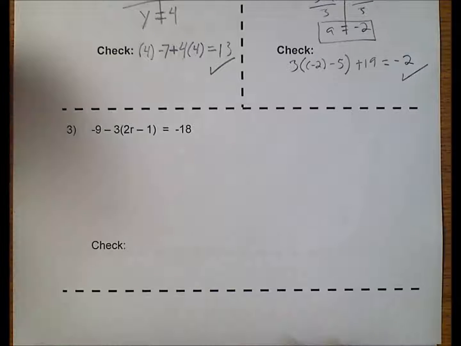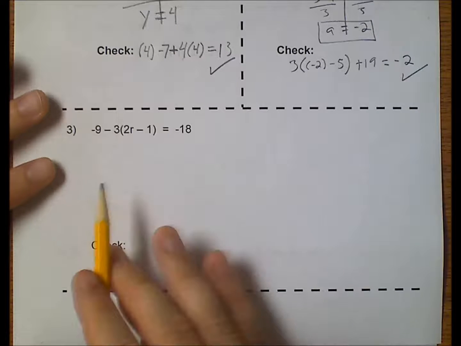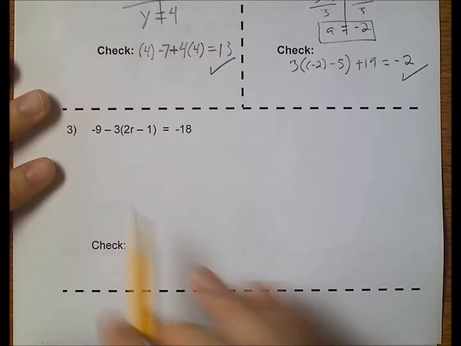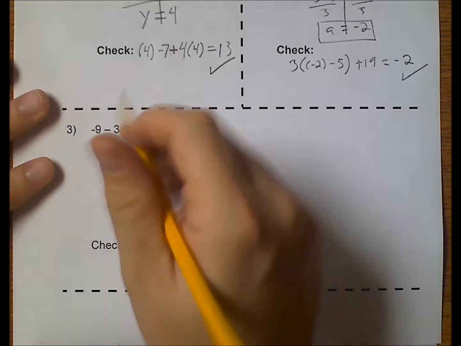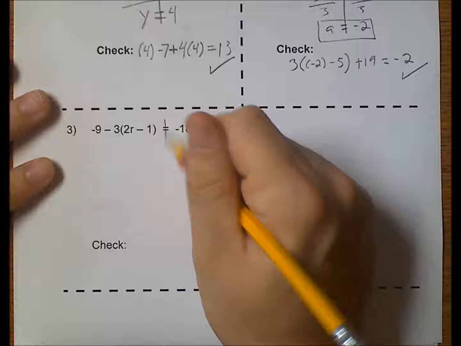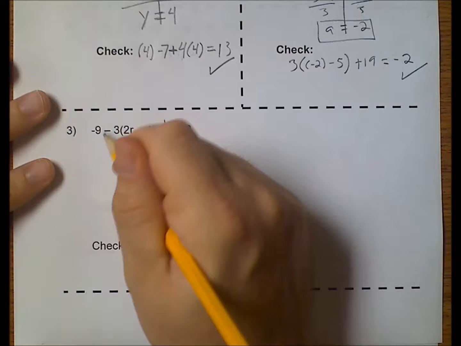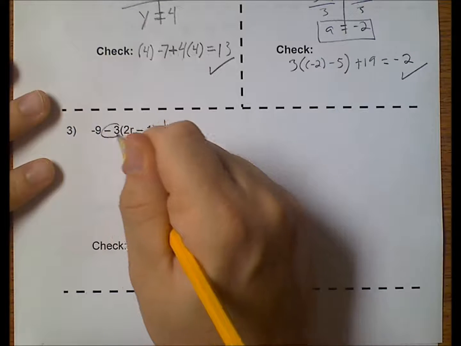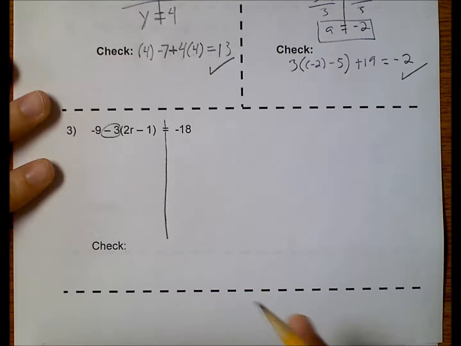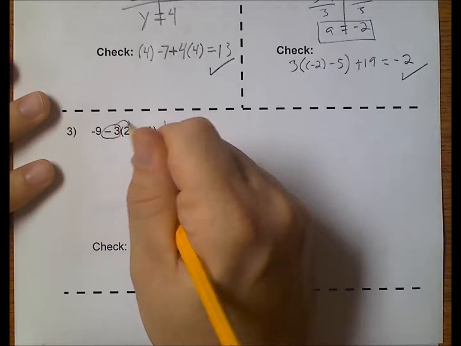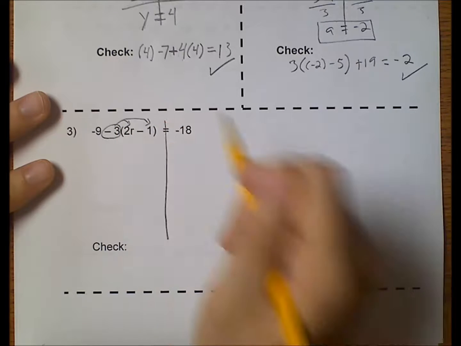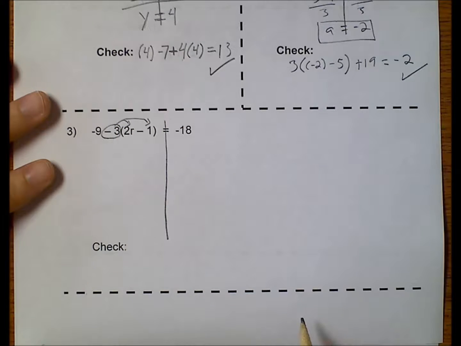Now, as we move on to example number 3, this one's a little bit longer. We're going to have to first distribute and then combine like terms again. But I want you to notice that this is a minus 3. And we have to distribute the whole thing, not just the 3, but the minus 3. And so let's see what we get.